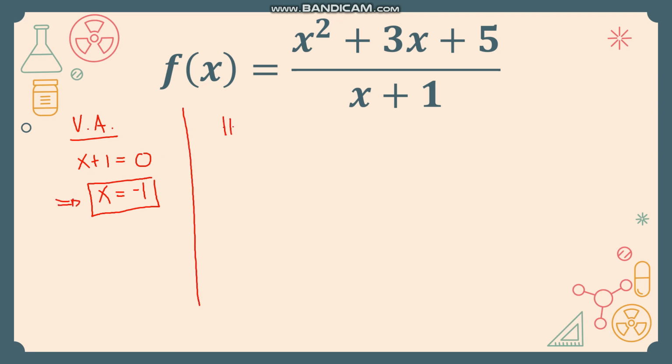For our horizontal asymptote, again, we have to check the degree of the numerator and the degree of the denominator. So for the numerator, the highest degree of the variable is 2. So that is our degree. And for the denominator, we have 1. So from here, we can say that n is greater than m. Because again, 2 is greater than 1. Thus, we can say that there is no horizontal asymptote.